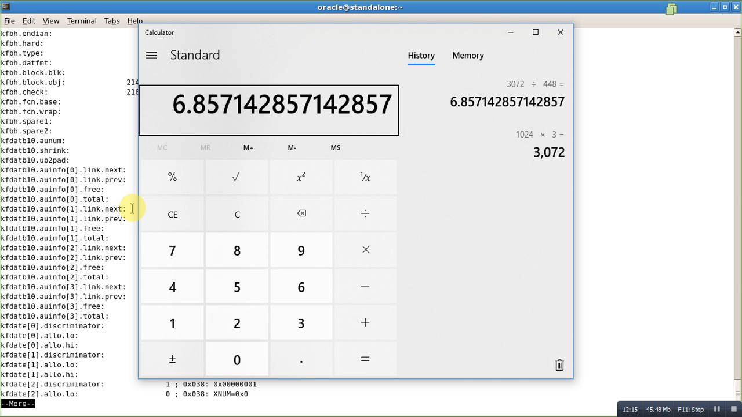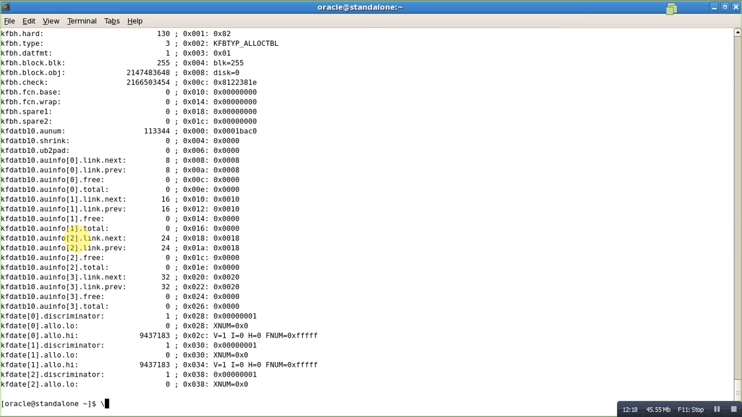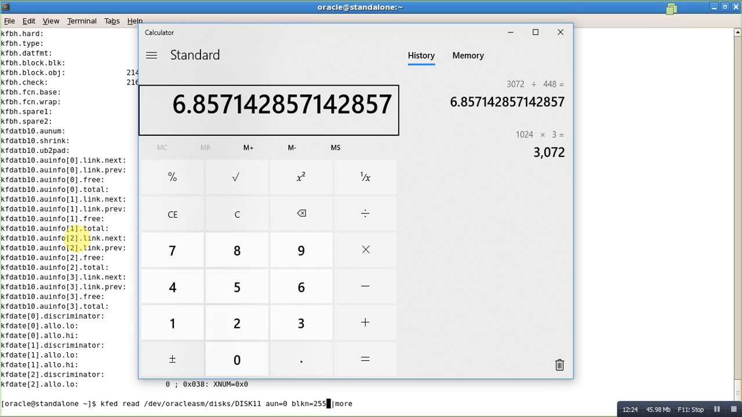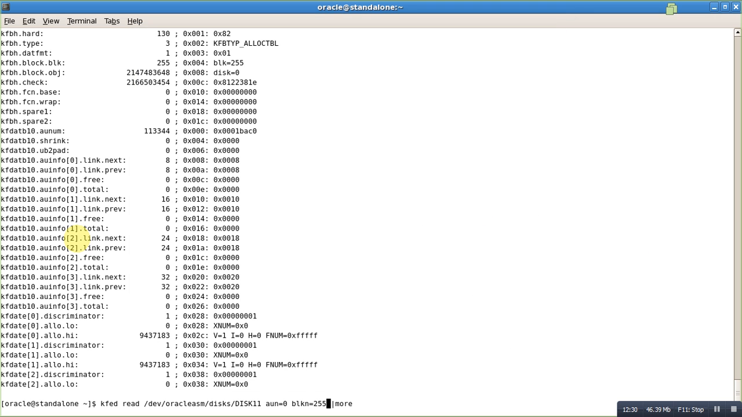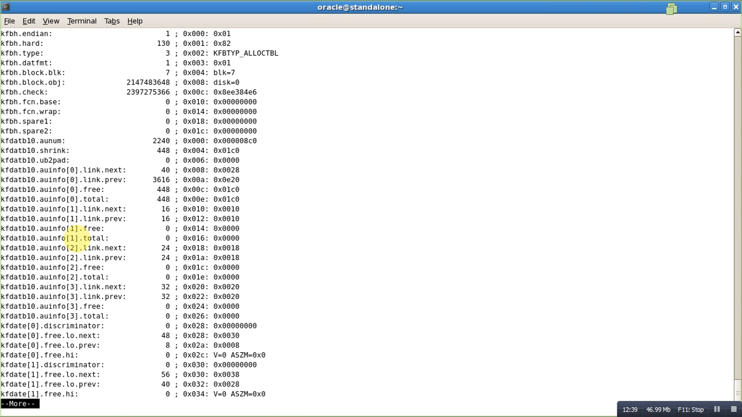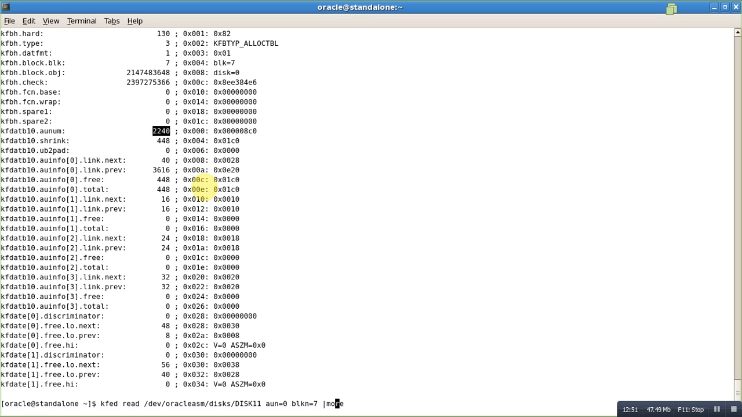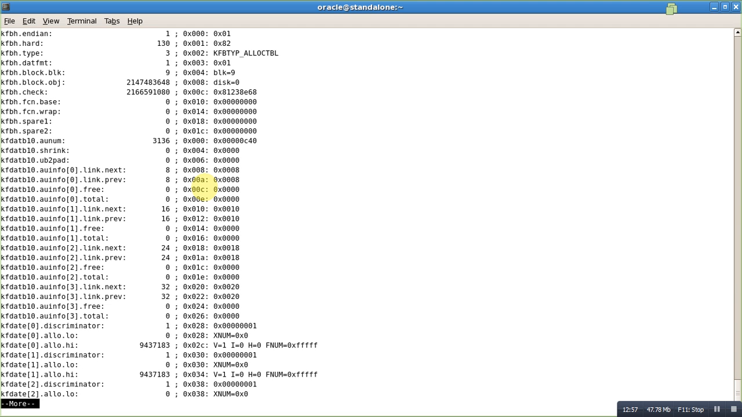So let's say that the allocation table blocks start from block number 2. As I said, it comes to about 6.8, which means the first 7 allocation table blocks have the addresses of all the allocation units on this disk. Now let me view block number 7. Here we can see that the string value is 448 and the allocation unit number addressed in this block. 7 plus 2, that is 9. Here we can see that.